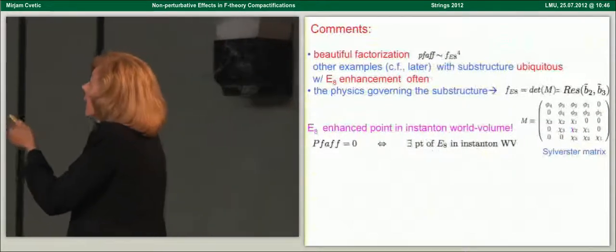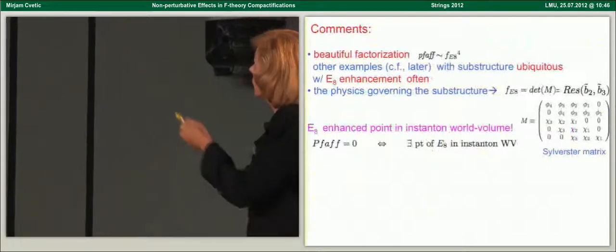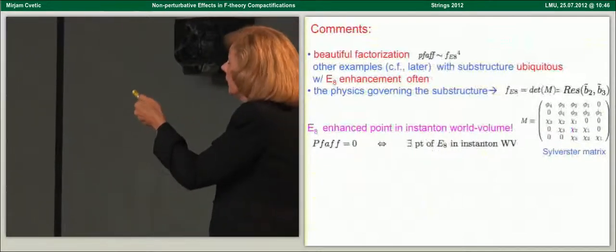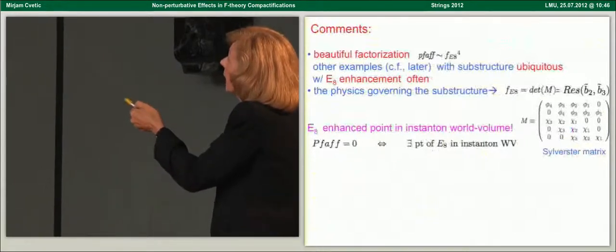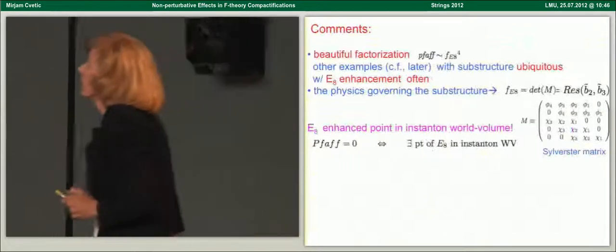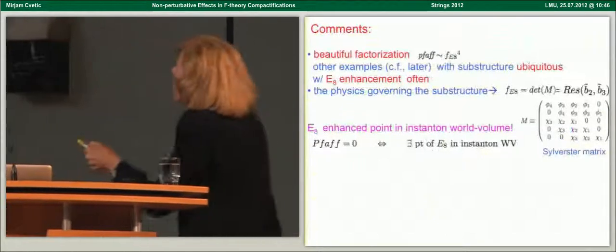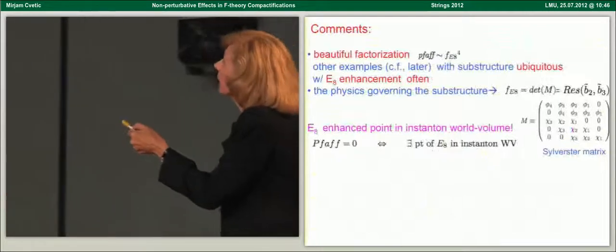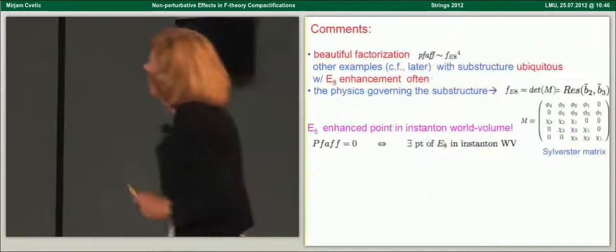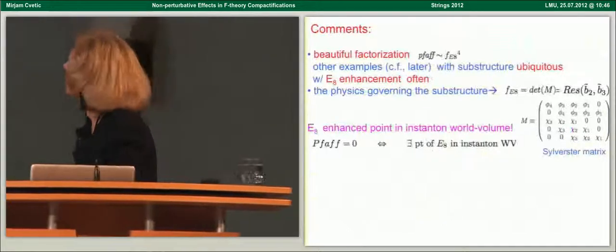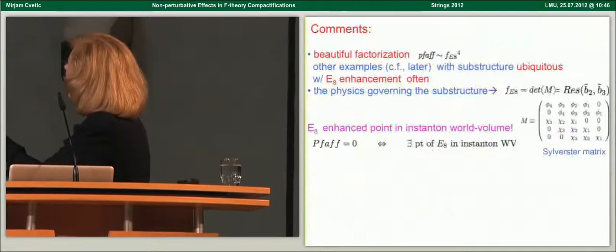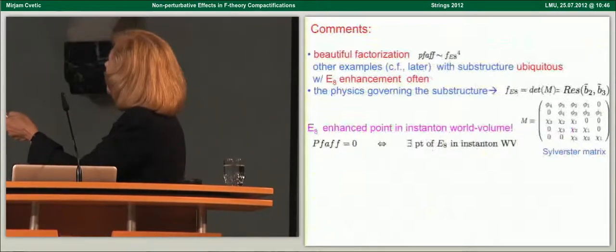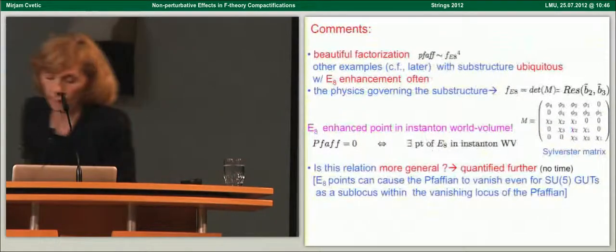It turns out that while this is for this concrete F-theory example, a structure like that is quite ubiquitous. When this polynomial becomes 0, I can show that this is exactly the point where there is an E8 enhancement point in the instanton world volume. These E8 enhancement points happen quite often. So it's an example where, when we get an E8 enhancement point in the world volume of the instanton, our Pfaffian becomes 0.